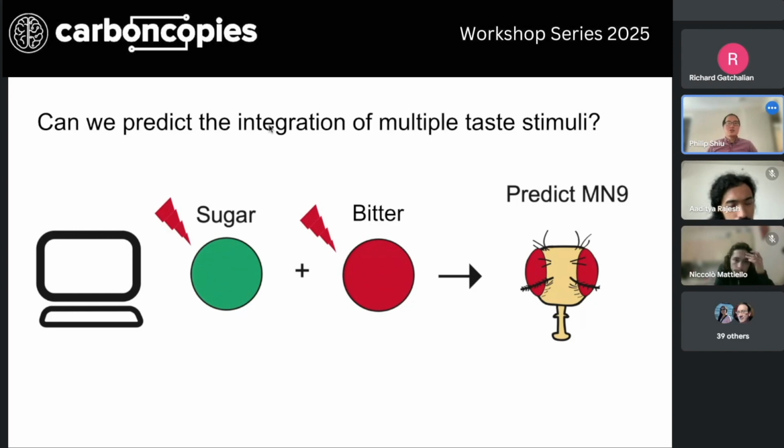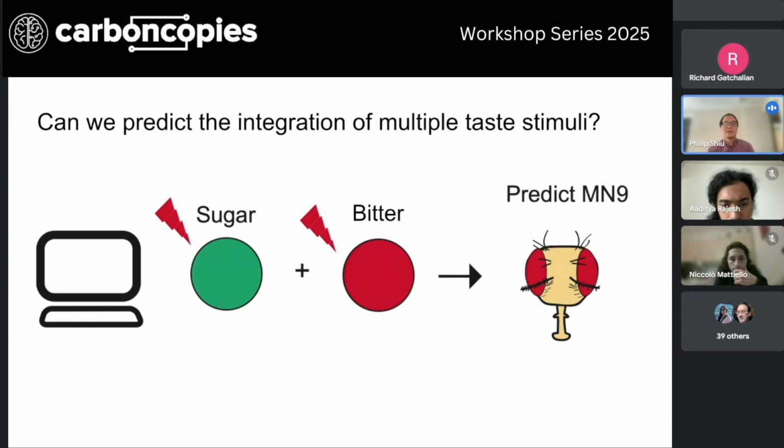Okay, so we also wanted to know whether we can activate single neurons and single cell types and predict behaviors. We also wanted to know whether such a model could capture integration. So, can we predict the integration of multiple taste stimuli?